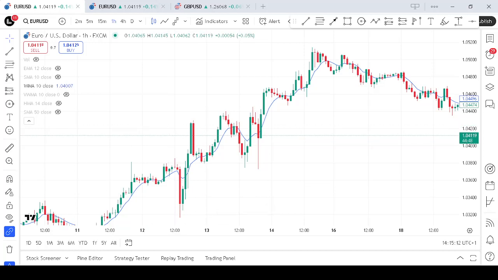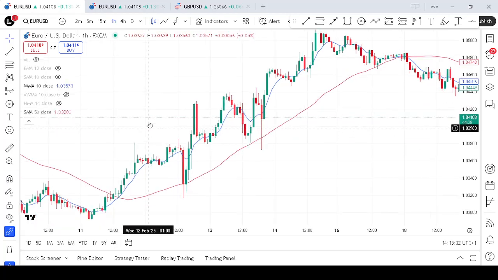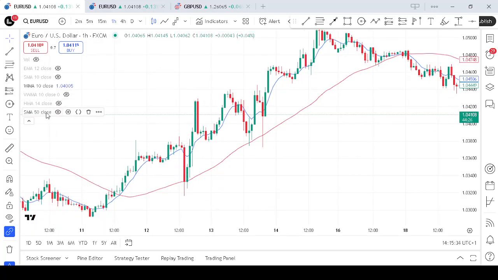You can incorporate the WMA into various trading strategies as well. A common approach is to use it in conjunction with a simple moving average for confirmation signals. For instance, you can compare the short-term WMA with a long-term SMA. I'm turning on the long-term SMA, this red line, that's the 50 simple moving average.